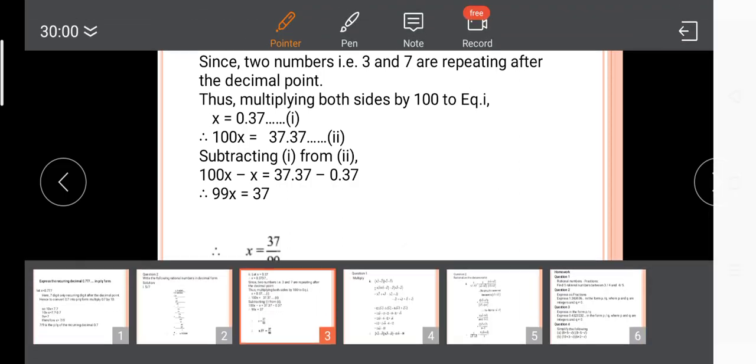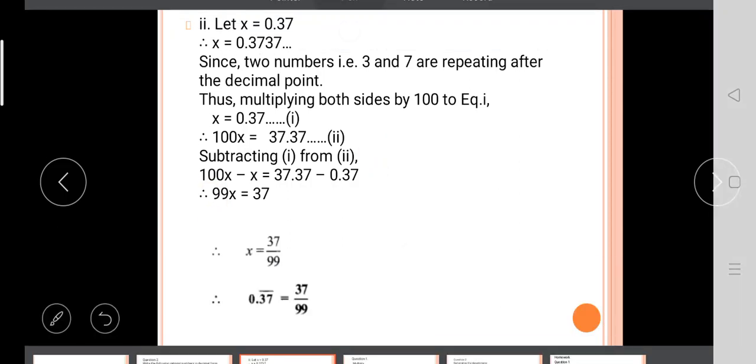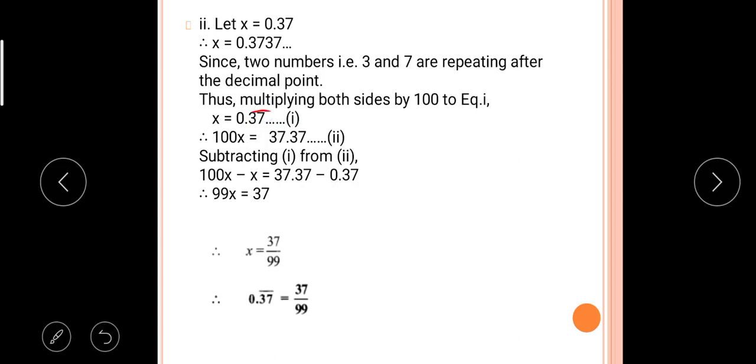You can write it in this way also. Now after multiplying by 100, you will get 100x is equal to 37.37, where 37 is recurring. Now subtracting the first equation from the second, 100x minus x is equal to 37.37 minus 0.37. So you will get 99x is equal to 37 and x is equal to 37 divided by 99. So this is your answer.